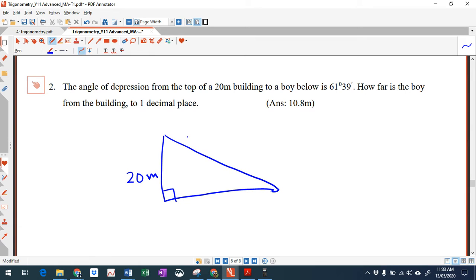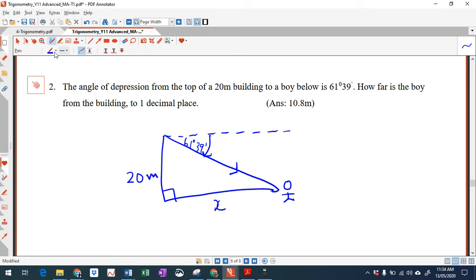And now it says the angle of depression. The angle of depression is always measured to the horizontal line. Here is our line of sight. So the angle of depression is the angle when looking down. So that's 61 degrees 39 minutes. How far is the boy from the building? So let's call this distance here x. The boy is here. So you've got to work out x.